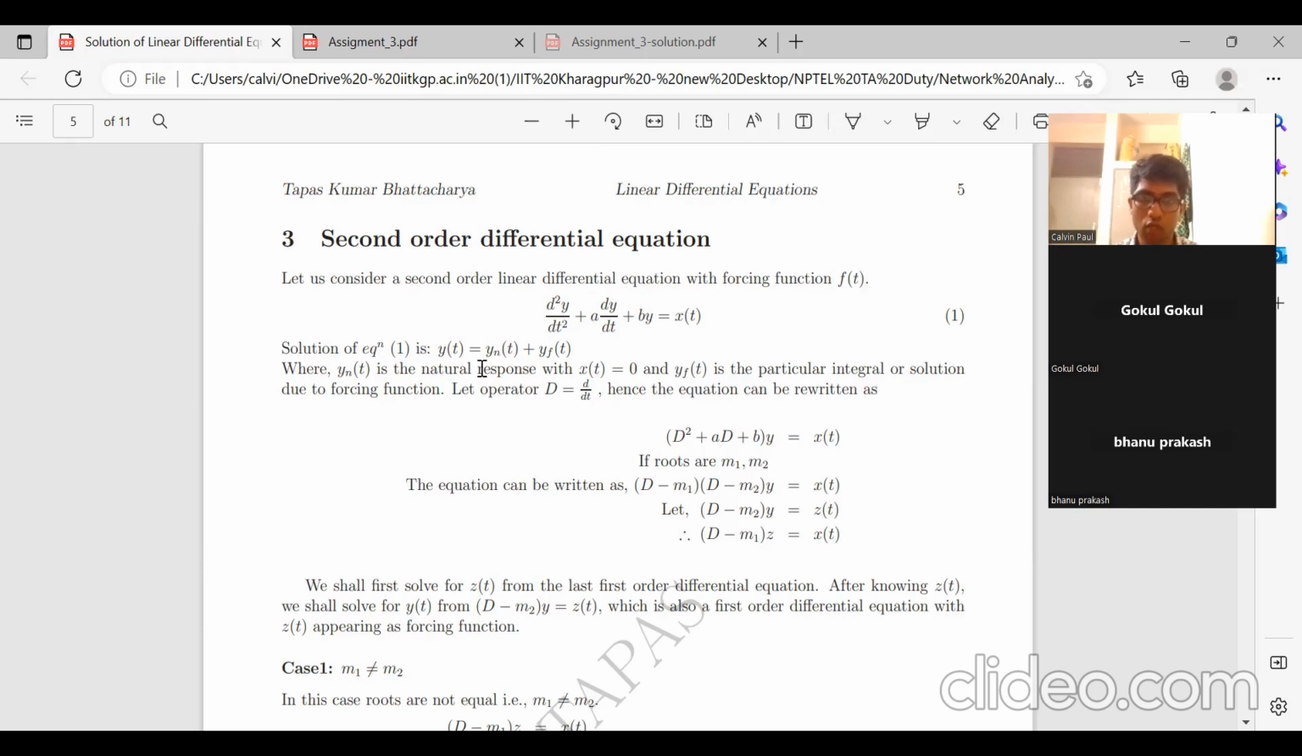So when we solve the equation, we will get it in this form: y of t is yn of t plus yf of t. Here yn of t is the natural response, when this driving function is equal to 0. This natural response of the circuit happens only because there are some initial conditions, like some initial voltage across the capacitor, or some current initially flowing through the inductor.